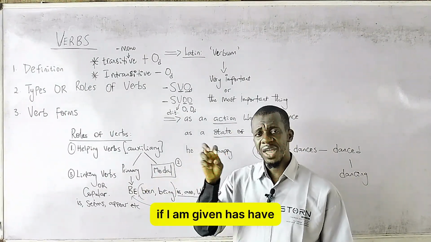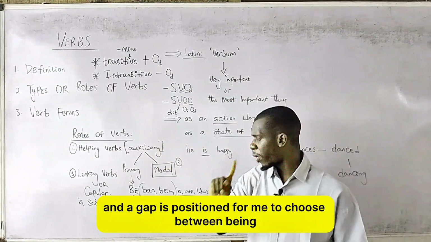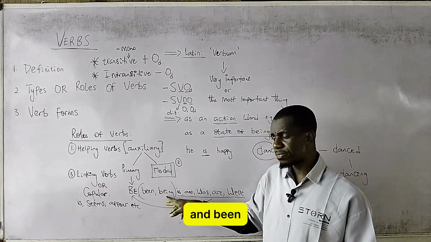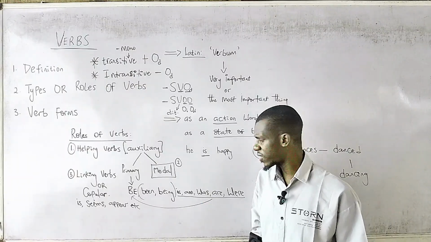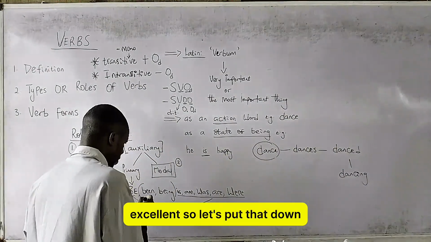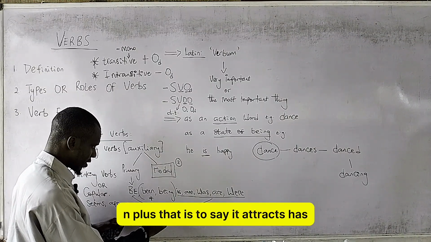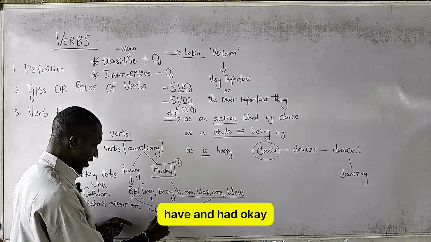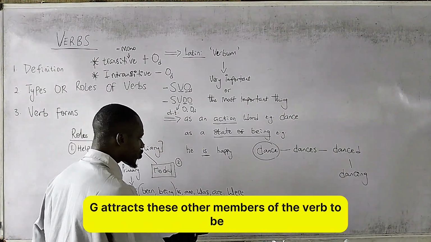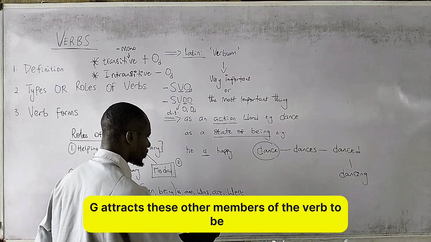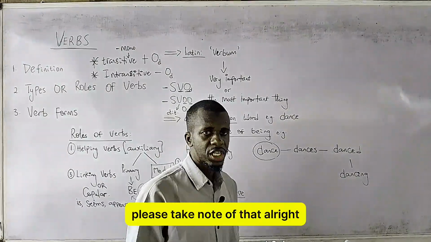Conversely, if I am given has, have, or had in a sentence, and a gap is positioned for me to choose between been and being, I will give preference to B-E-E-N. Excellent. So let's put that down. B-E-E-N plus, that is to say, it attracts has, have, and had. But the B-E-I-N-G attracts these other members of the verb to be, that is, is, was, are, and were. Please take note of that.